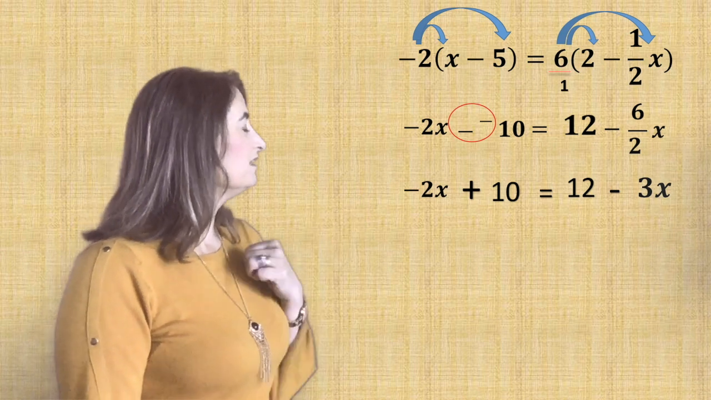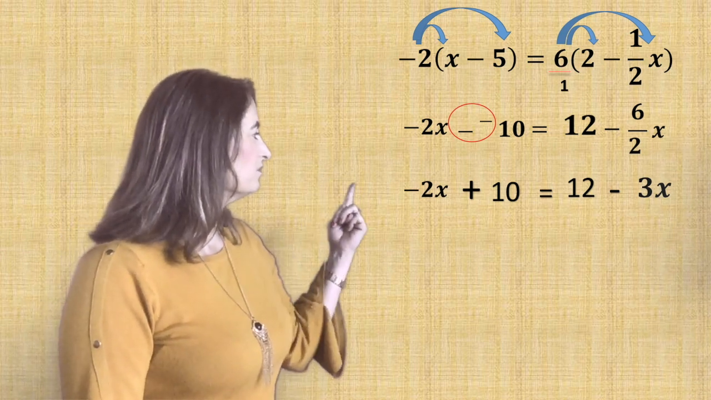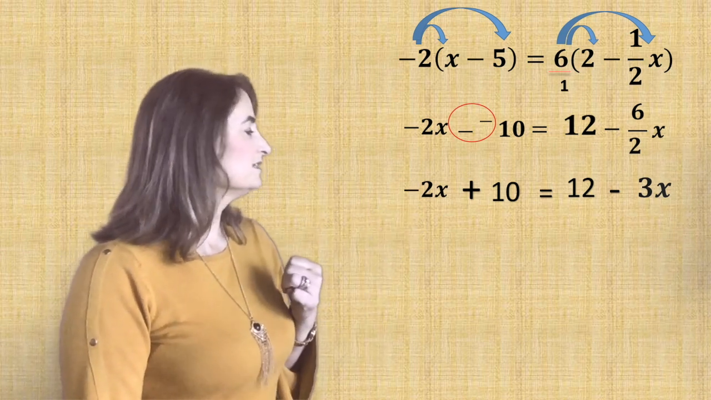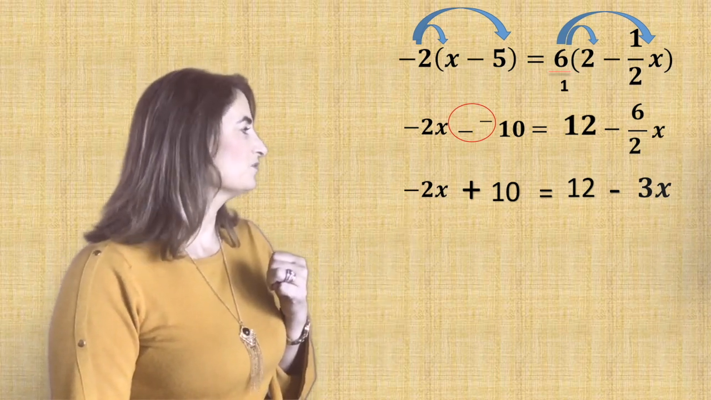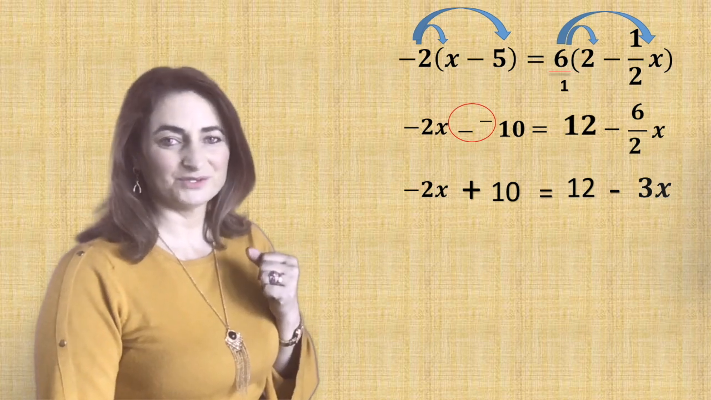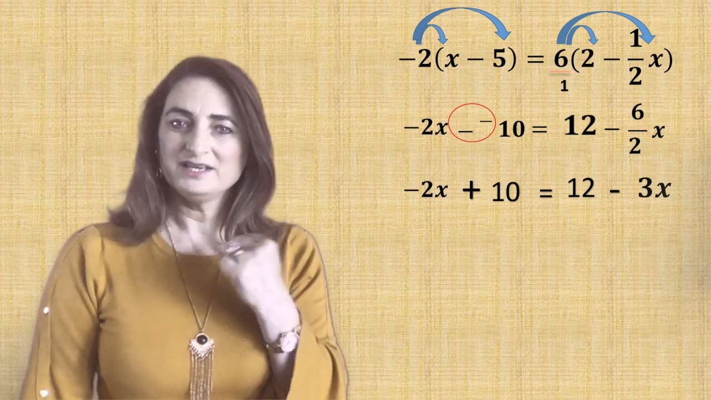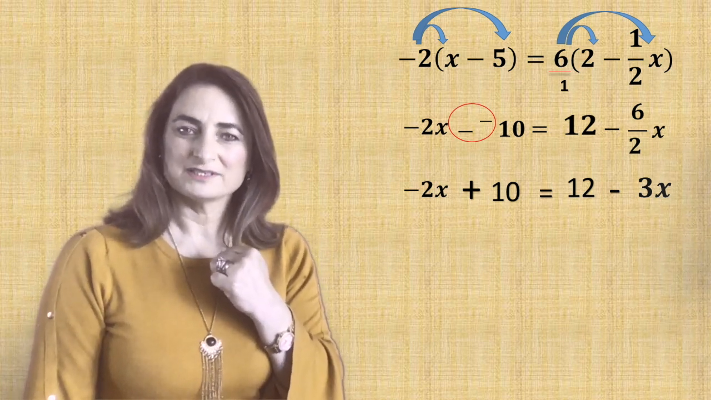Step number 2 is to combine like terms on the same side of the equation. Negative 2 and 10 are not like terms. One is a coefficient, the other one is a constant. Same thing on the other side. 12 is a constant and 3 is a coefficient. I can't combine those two.